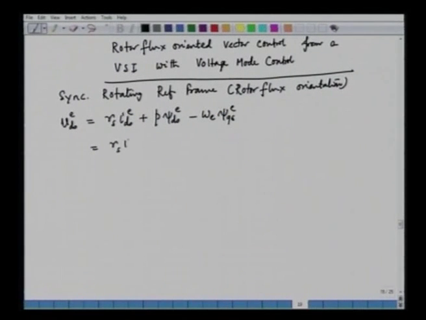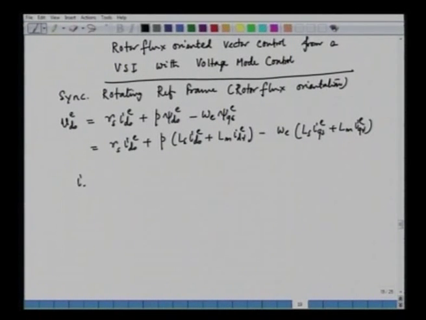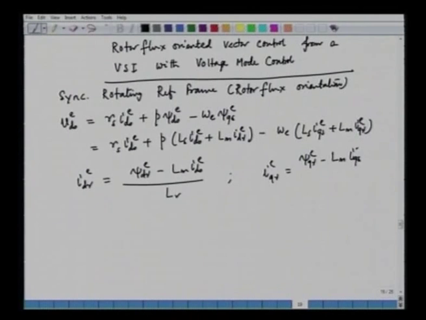That is equal to RS IDSC plus, we can replace this psi DSC by the currents, LS IDSC plus LM into IDR, minus omega E into, again we can replace this psi QSC by its currents, LS IQSC plus LM into IQRE. And we know that IDR is equal to psi DR minus LM into IDS by LR, and similarly IQR is equal to psi QR minus LM into IQS by LR.